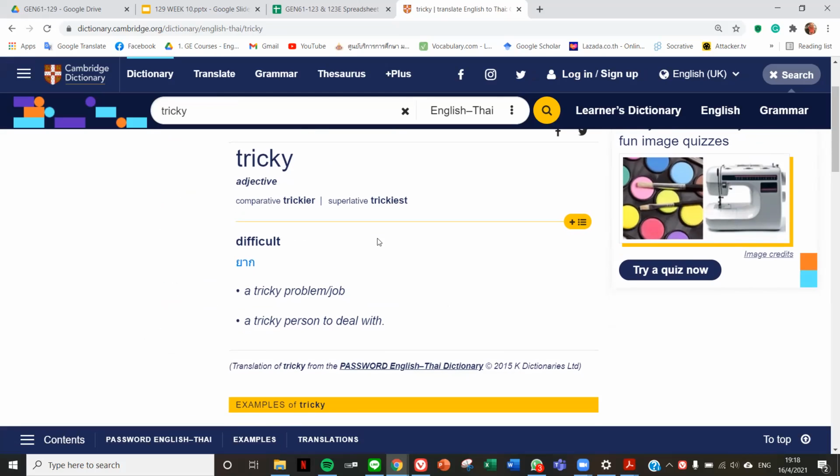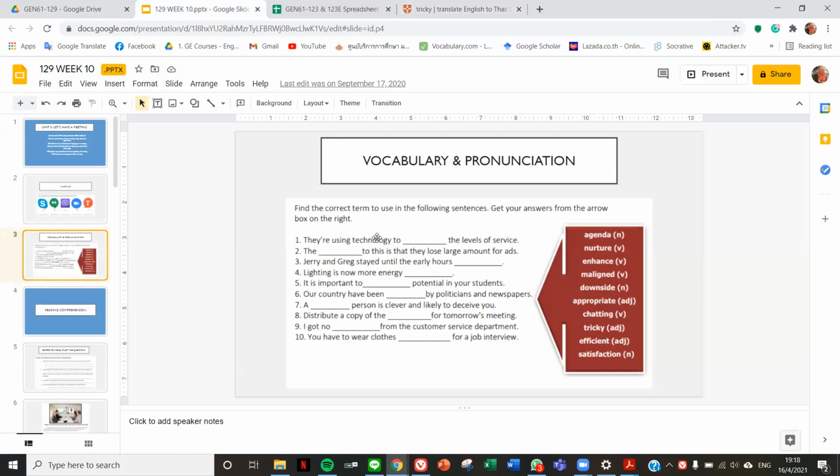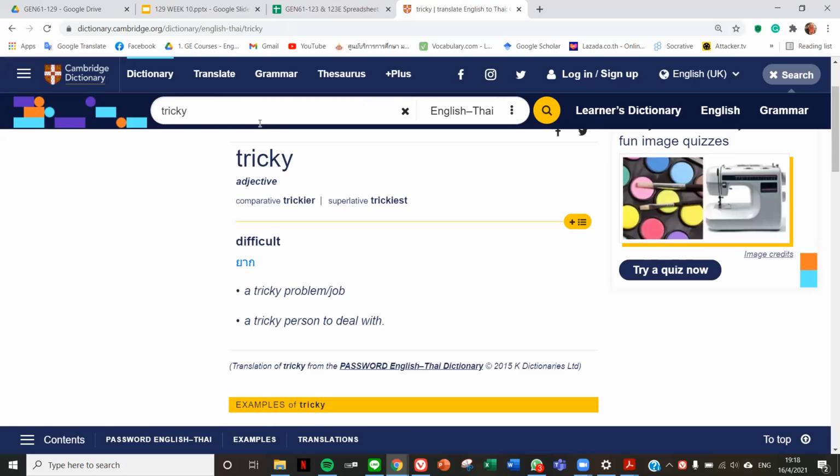Okay, learning English can be tricky, can be difficult, because you have a lot of things: listening, speaking, reading, and writing. You have to be good at these skills to say that you're fluent in English, in the English language. Good job. Now we're moving on to efficient.